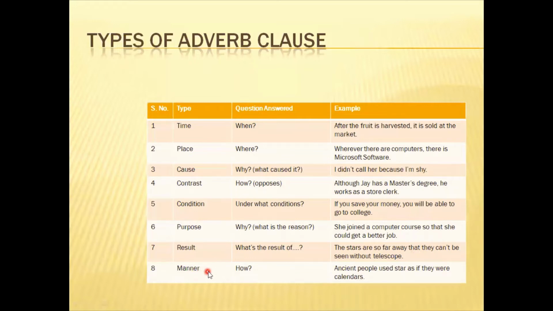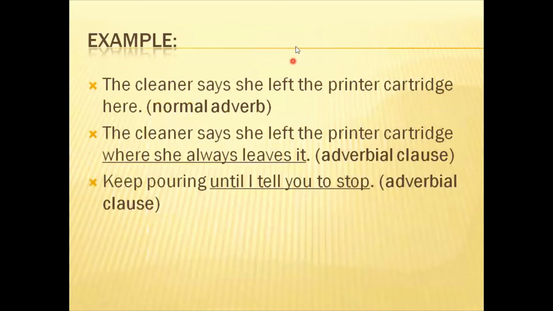The manner, how. So: ancient people use stars as if they were calendars. So if you see as if, it is the word which is combining the two clauses. Ancient people use the stars is one particular clause. They were calendars is another particular clause. The thing which is making it an adverbial clause is nothing but the word as if. After adding it, you are making it an adverbial clause. Clear?